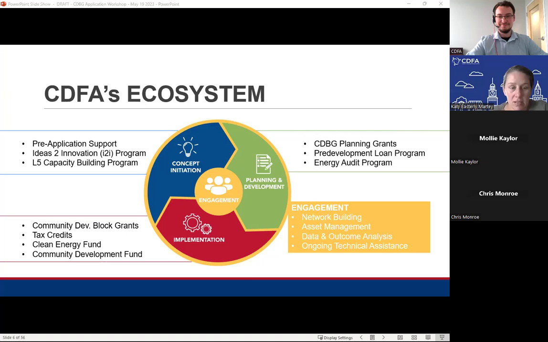And in all of these phases of our work, we provide continuous engagement and support. We want to understand your project. We want to help you align our resources to your project idea so that you're successful. Now we want to help you navigate our application and review process, which is what today's webinar will be the beginning of, and connect you with other potential funding resources.